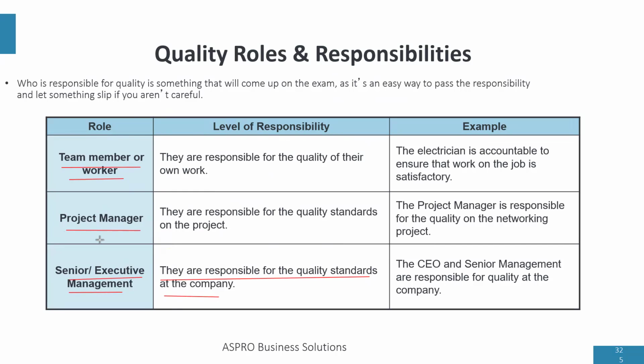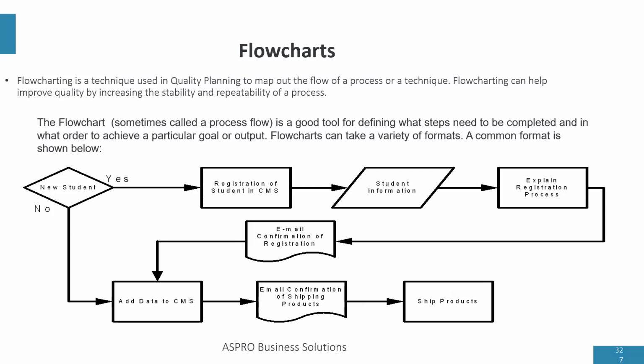So let's look at some quality tools, starting with flowcharts. We talked about flowcharts earlier, and I mentioned that they can come in the form of SIPOC, which is supplier, input, process, output, customer. One of the advantages of using a flowchart as a tool in quality planning is that it can help us to map out the flow of processes, and flowcharting helps to increase the stability and predictability of a process. So we can use flowcharts to ensure consistency in our processes.